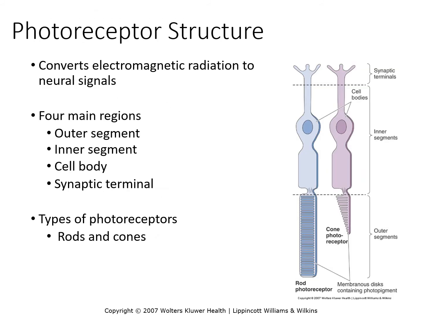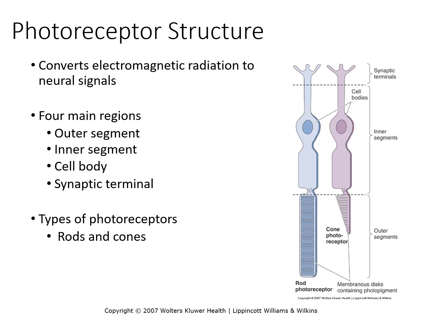So photoreceptors, what's going on here? They're in charge of converting that electromagnetic radiation to neural signals. They're the initiation point for it. There are four main regions. You have the outer segment out here. You have the inner segment and the cell body, and then the synaptic terminal.